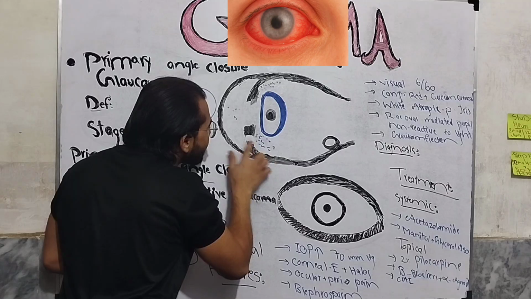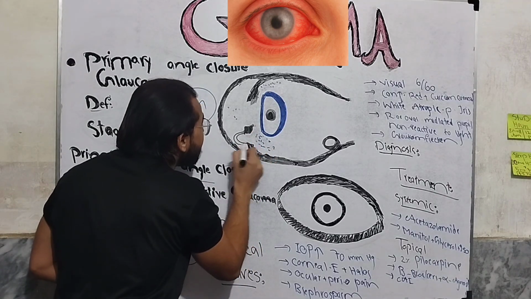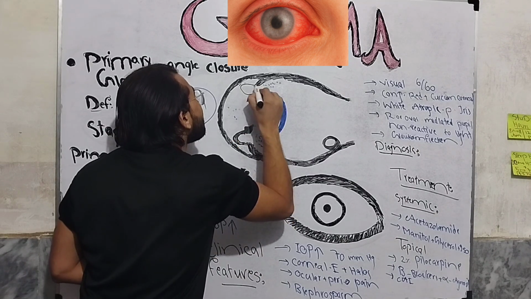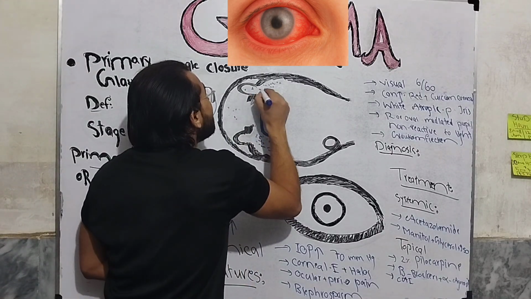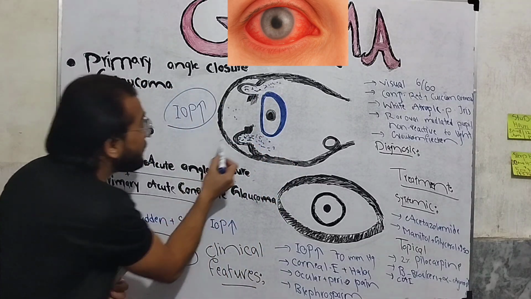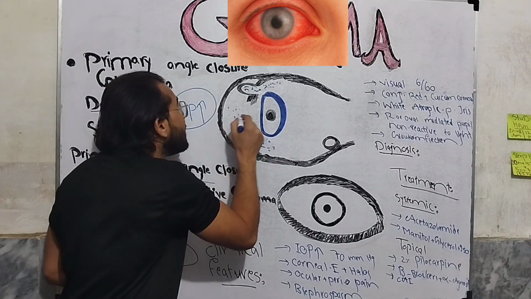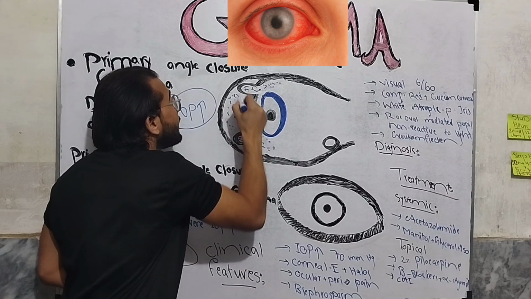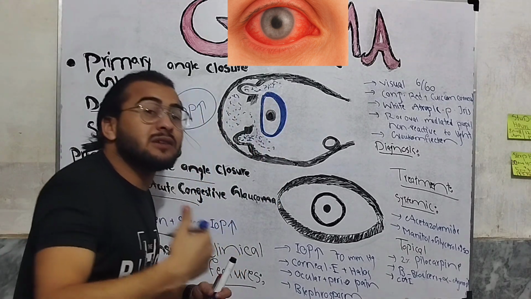The iris will be pushed in a dome shaped pattern. This dome shaped pattern is called iris bombé. Because of the accumulation of the fluid, now the iris comes to the anterior chamber angle, and this iris bombé has now blocked the anterior chamber angle and hence the trabecular meshwork, which will cause the accumulation of aqueous humor. The aqueous humor will now accumulate in the anterior chamber and the posterior chamber, and it will suddenly elevate the intraocular pressure.